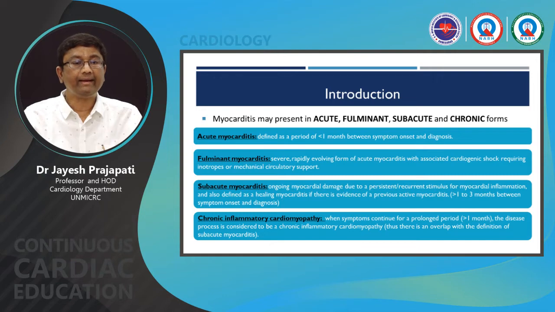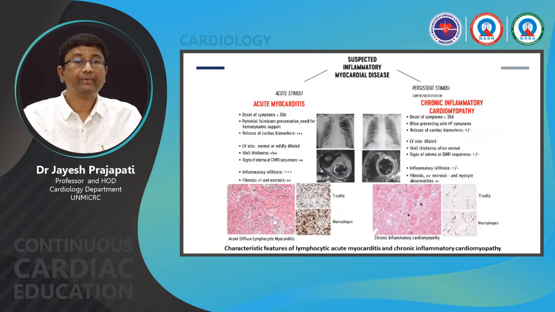When the symptoms continue for a prolonged period of more than 1 month, the disease process is considered to be chronic inflammatory cardiomyopathy. There is an overlap between the definitions of subacute myocarditis and chronic inflammatory cardiomyopathy. So how can we differentiate them histologically and clinically?